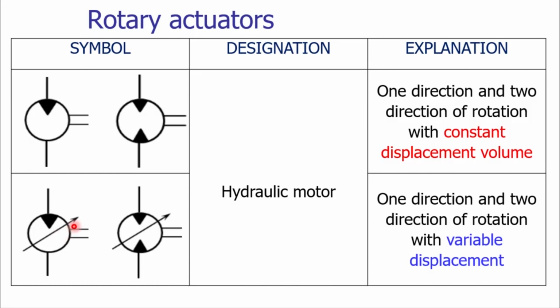Similar to a hydraulic pump, if we want the variable displacement to be accommodated, a variable displacement arrow has to be provided, so we are putting an arrow, as you can see on your screen. The meaning of the arrow is that the motor is working with variable displacement.